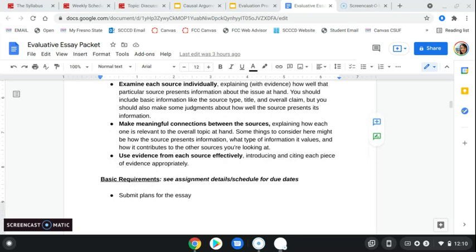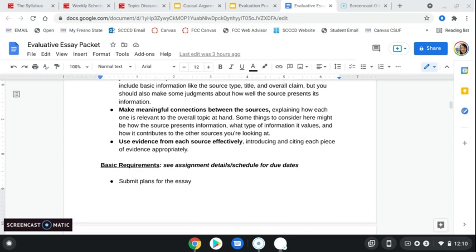And then make sure that you're using evidence from each source effectively. Introduce it, cite it in MLA, use that quote sandwich method that I'm always referring you guys to.